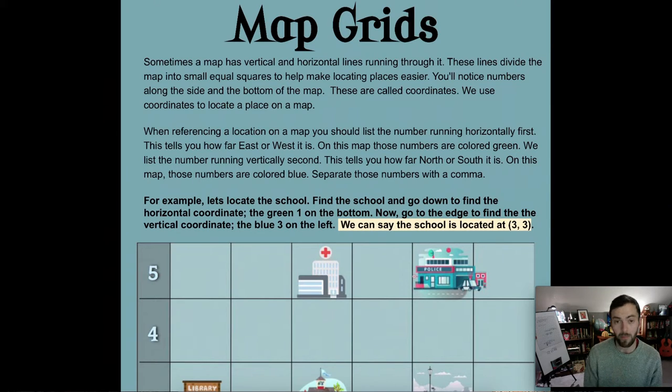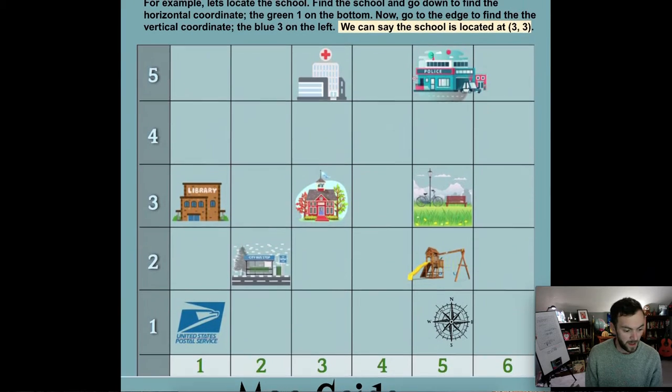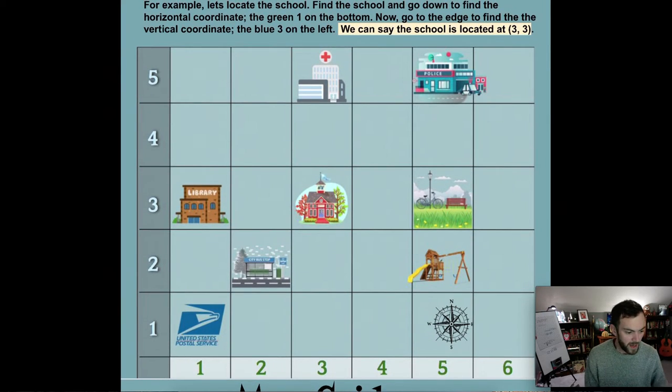Today we're learning about map grids. Now, sometimes a map has a vertical or a horizontal line running through it. These lines divide a map into small equal squares to help make locating places easier, like this hospital or this police station. You'll notice numbers along the side and along the bottom that help us locate things on the map.